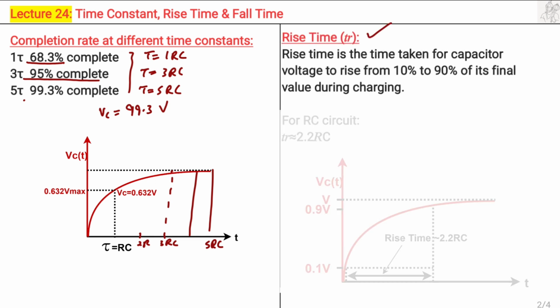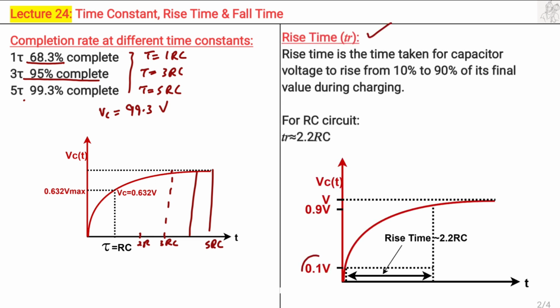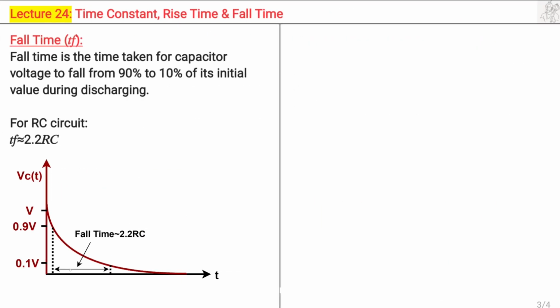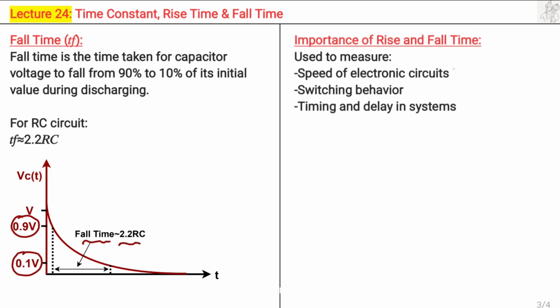Let's move on to rise time. Rise time is simply the time taken by the capacitor to rise from 10% of the final value to 90% of the final value. So the time taken to go from 0.1 V to 0.9 V is known as rise time, which is roughly equal to 2.2 times RC. Similarly, fall time is the time taken by the capacitor to go from 90% of the initial value in discharging to 10% of the initial value, and this is known as fall time, which is also equal to 2.2 times RC. So rise time and fall time basically help in determining the speed of the electronic system, switching behavior, and timing and delays in the system.